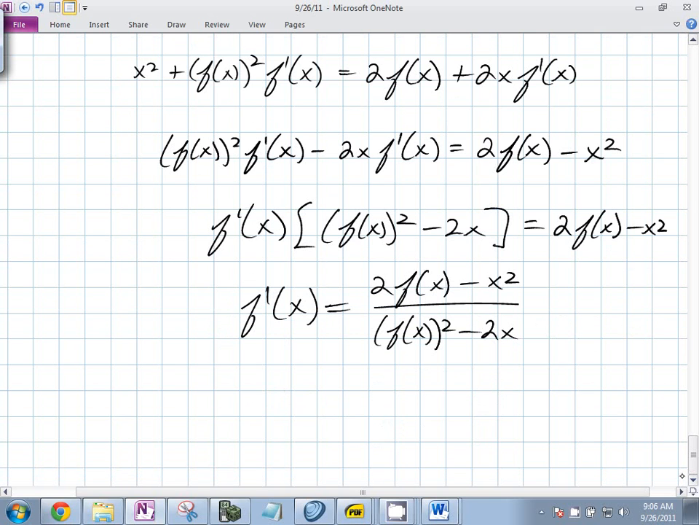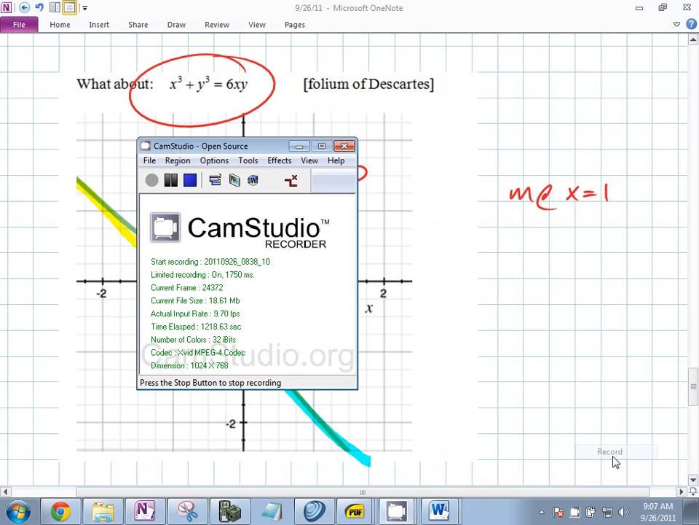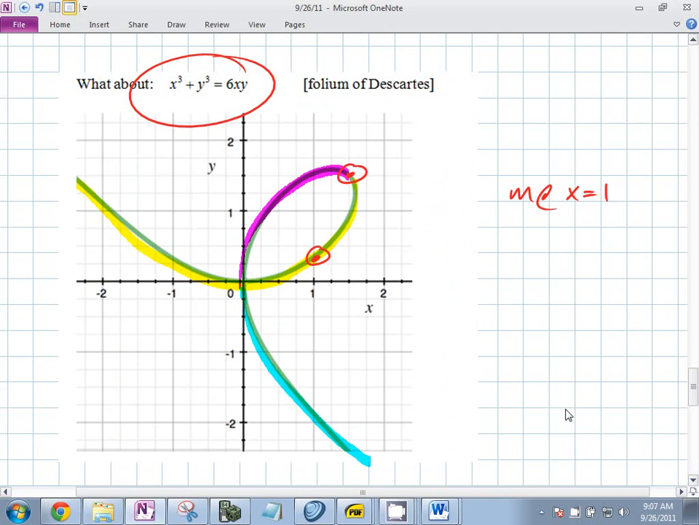You could stop there, or you could say f prime of x is equal to 2y minus x squared all over y squared minus 2x. Either one is fine. That's what I would do right there. Because there's only one value for each x. Exactly. By definition, a function has one output. But here it's a relation, it could have more than one.